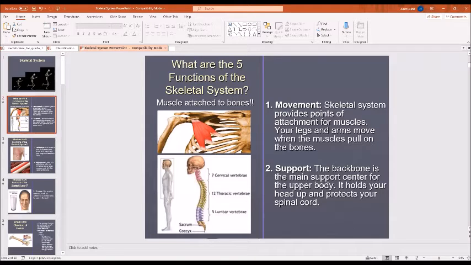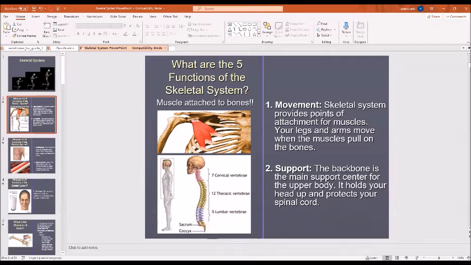Okay, so before we move on to that, let's briefly go over the five functions of the skeletal system. We would have done this inside class, so we'll just briefly review that.